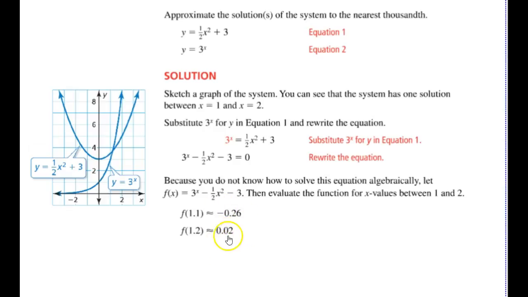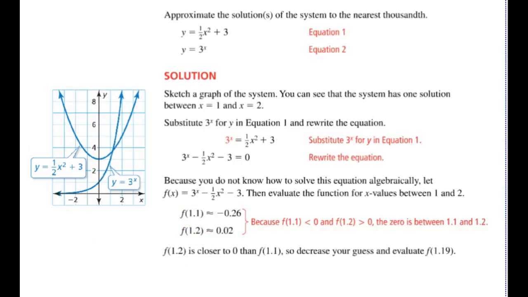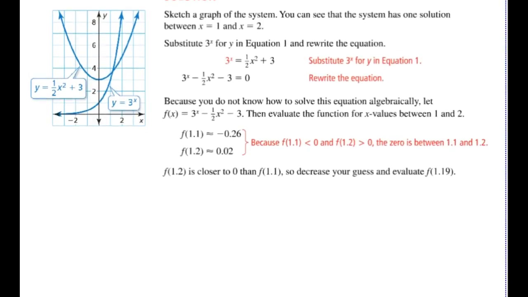Here I see I have a sign change. I went from negative to positive. That tells me that my solution to this system is in between 1.1 and 1.2. But I also see that 1.2 is closer to 0, so I know it's closer to 1.2 than it is to 1.1. Now I'm going to continue to evaluate, really just adding the next decimal place. This 1.2 is the same thing as 1.20, so it's like 20. So I'm going to decrease a little bit and try 1.19.